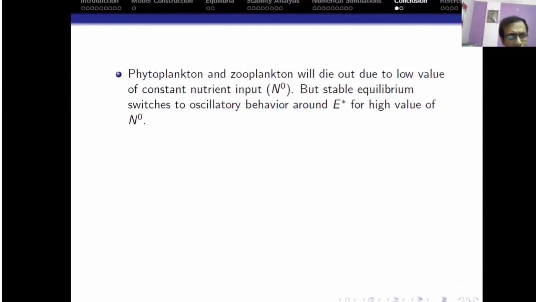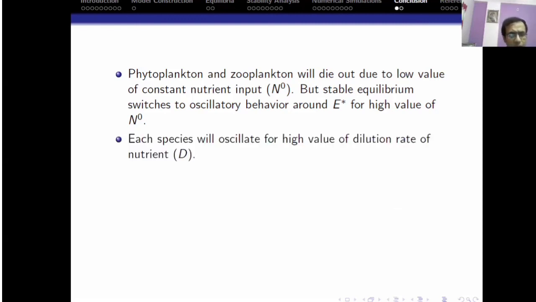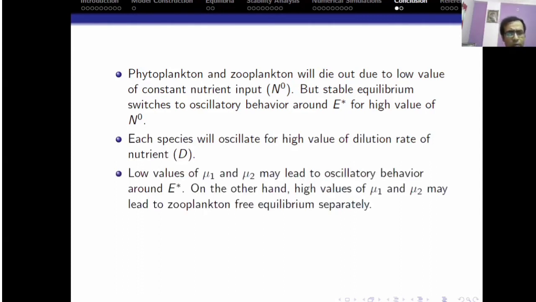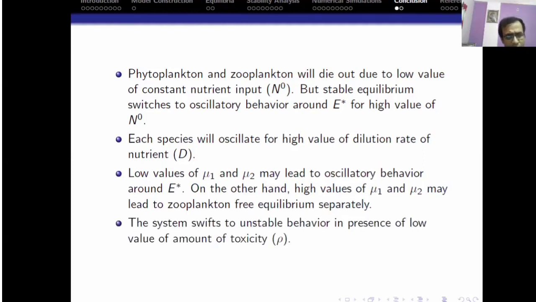So throughout the study, we see that the phytoplankton and zooplankton will die out due to a low value of constant nutrient input N0, but the stable equilibrium switches to oscillatory behavior around E star for a high value of N0. Also, here we see each species will oscillate for a high value of dilution rate of nutrient. Low values of mu1 and mu2 may lead to oscillatory behavior around E star. On the other hand, high values of mu1 and mu2 may lead to the zooplankton-free equilibrium separately, and the system shifts to unstable behavior in the presence of a low value of the amount of toxicity.